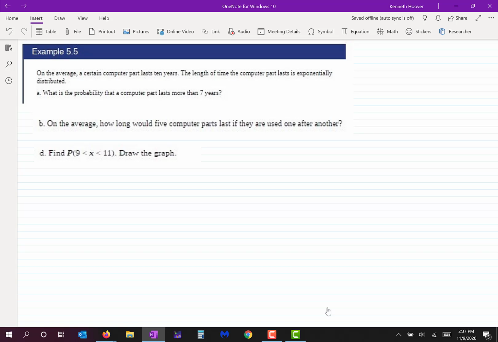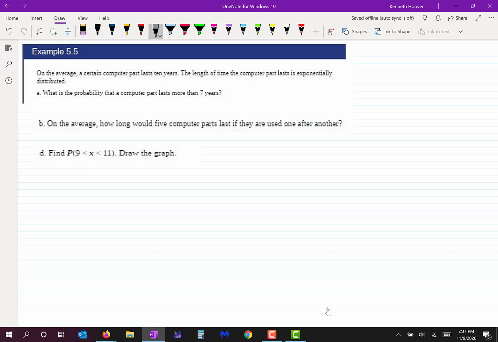It says, on average, a certain computer part lasts 10 years. Let's write down right now before we forget: mu equals 10 years. The length of time that a computer part lasts is exponentially distributed. So that means its graph will look like this.